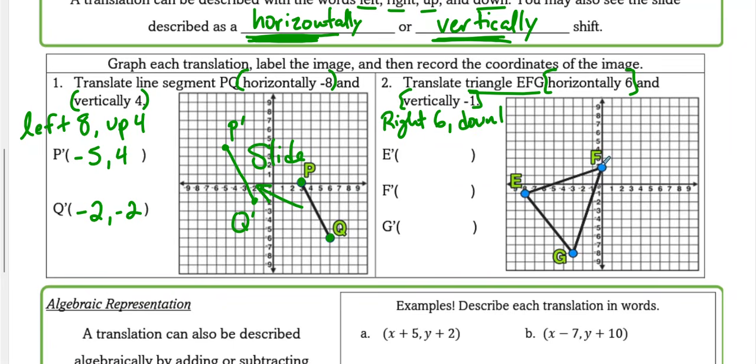So I'm going to take each of these corners. Each one's called a vertex or a vertice, but I'm really just thinking about each point separately and moving it using these instructions. Go 1, 2, 3, 4, 5, 6 to the right and down 1. That's a new spot for E. F goes 1, 2, 3, 4, 5, 6 to the right, down 1. Same thing for G. 1, 2, 3, 4, 5, 6 to the right and down 1.